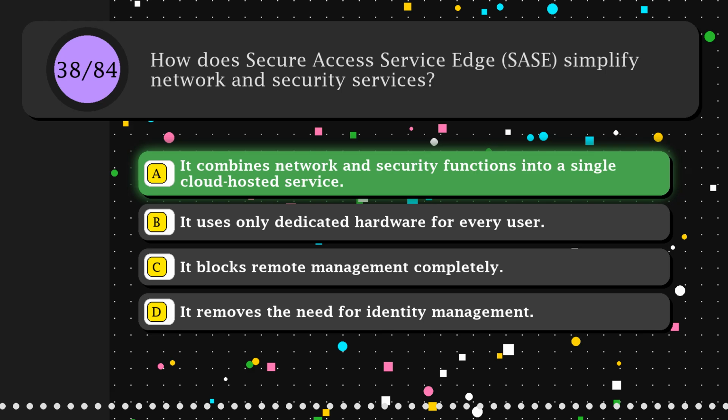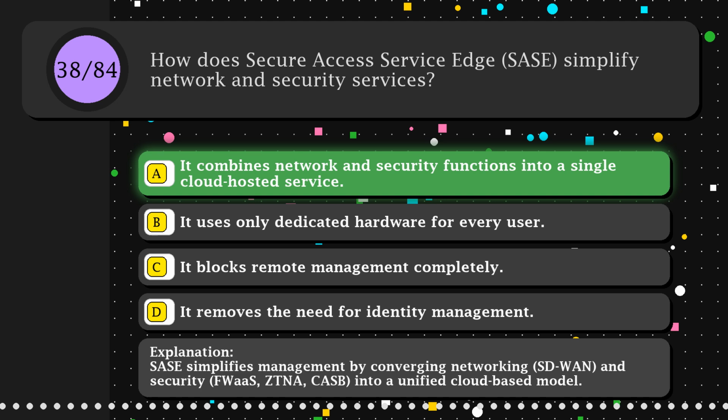The correct answer is option A. It combines network and security functions into a single cloud-hosted service. SASE simplifies management by converging networking, SD-WAN, and security, FWaaS, ZTNA, CASB, into a unified cloud-based model.